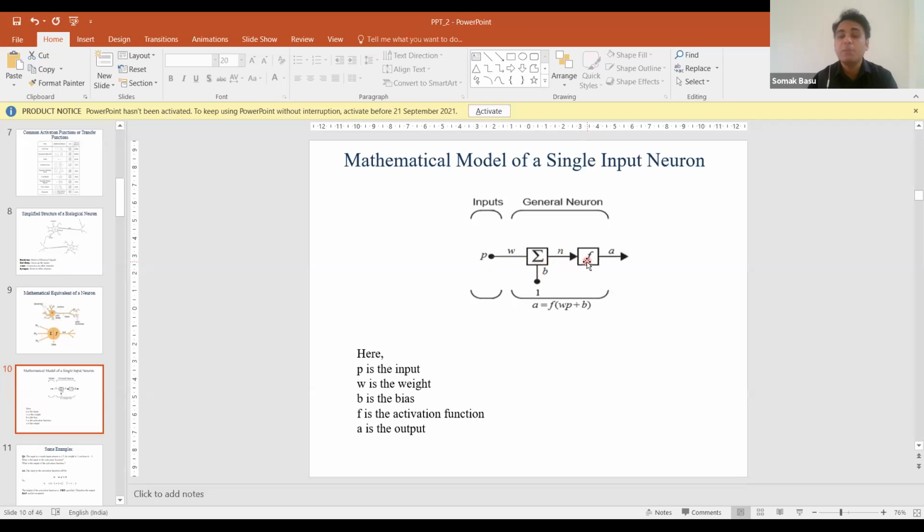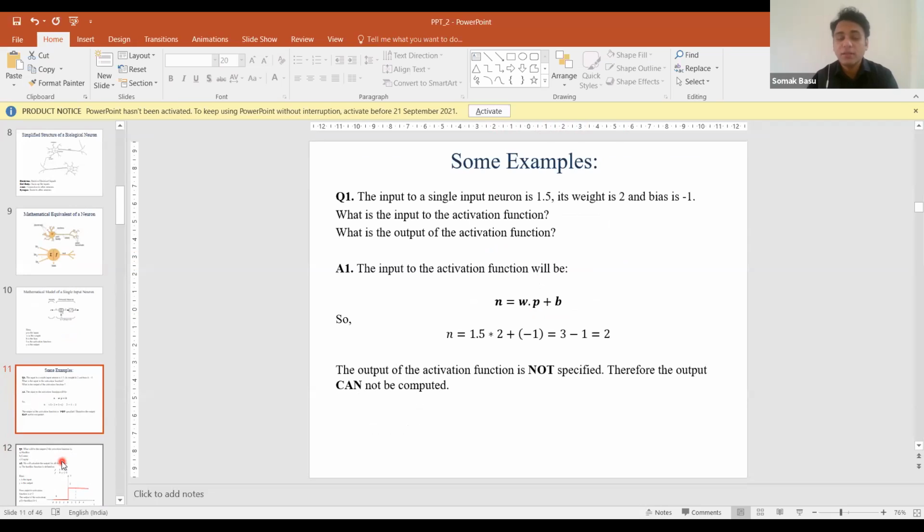This is the net input which goes to the activation function. And acting upon it using some logic, you get the output A. So F of W into P plus B is equal to A. So this is the basic mathematical model of a single input neuron. So let us have a small example over here.